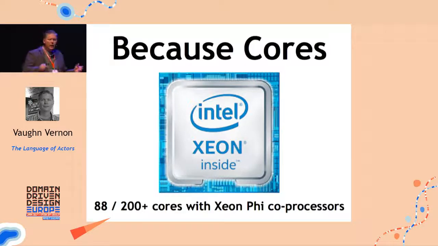So, because cores are essential to running the actor model in an efficient way, and the Intel Xeon processor can have up to 88 cores standalone, and if you put co-processors together of the Xeon Phi, you can actually get 200 plus cores. And so you can imagine the power behind simultaneously running 88 or 200 things at a time.